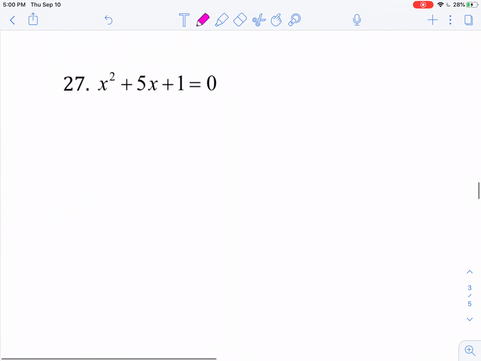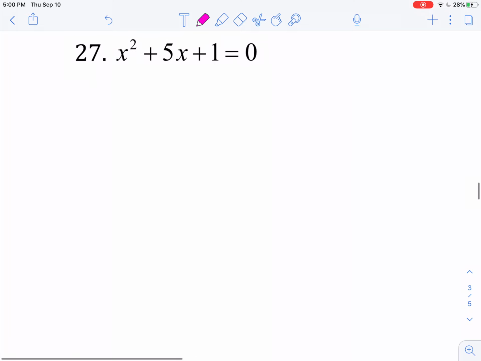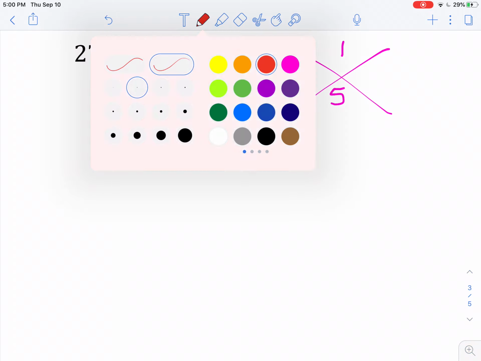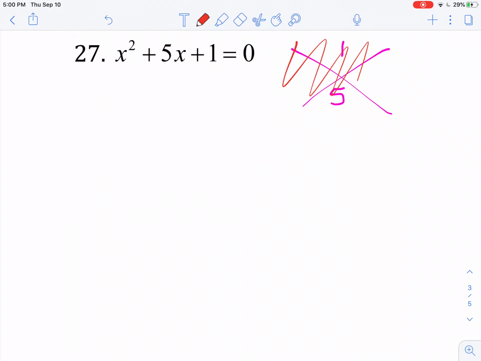All right, for 27, I have x squared plus 5x plus 1 equals 0. Now, when you see three terms like this, you can definitely try to do big X. So if I try big X, C is on the top, B is on the bottom. Two numbers that multiply to 1 and add to 5. Well, I don't know of any. So that tells me factoring is not going to work.